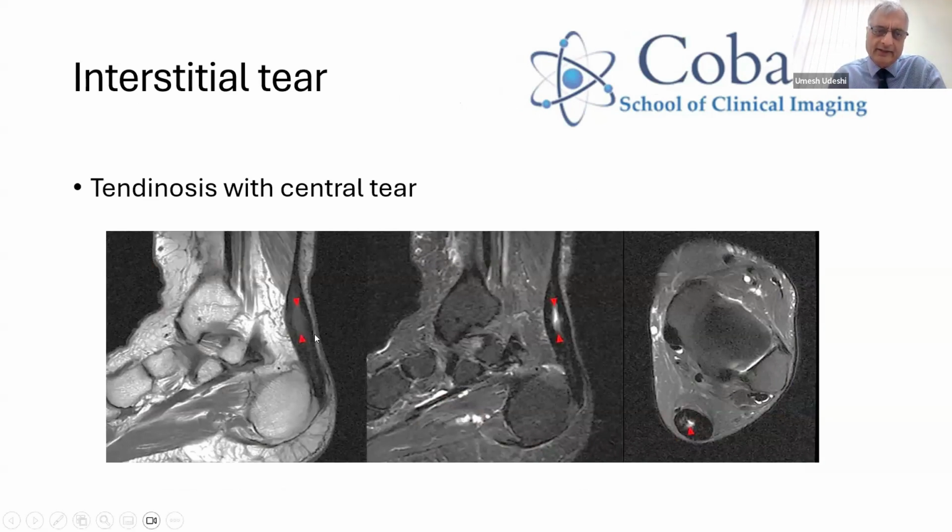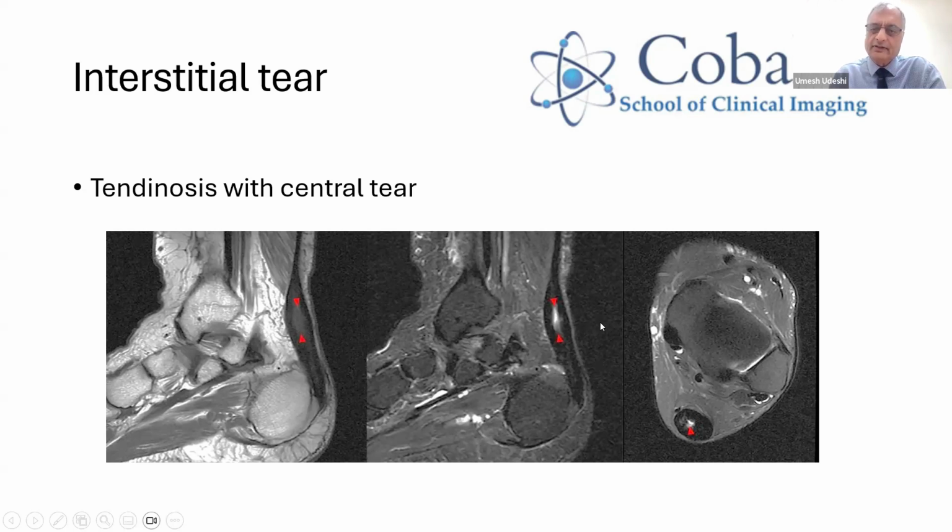Moving on to tears of the Achilles tendon. So here we've got that increased AP diameter. It's a fusiform shaped tendon. There is some increased signal within. So it's gray rather than black in the center on this T1 weighted image. Here's a fat suppressed image, and you can see this fluid split in the middle. So that's a central tear.